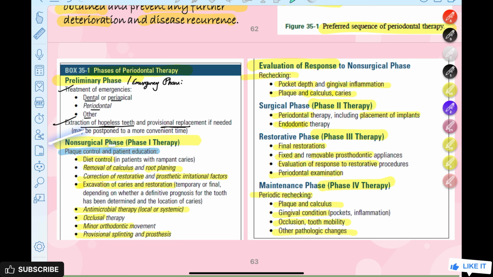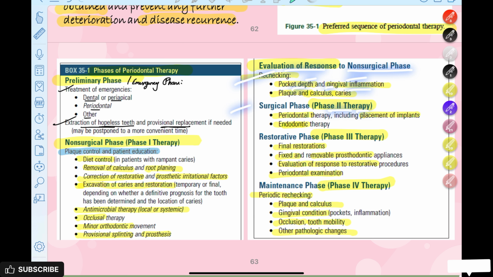Next is the non-surgical phase or phase 1 therapy: plaque control and patient education, diet control, removal of calculus and root planing, correction of restorative prosthetic irritational factors, excavation of caries and restoration, antimicrobial therapy, occlusal therapy, minor orthodontic treatment, provisional splinting and prosthesis, evaluation of response to non-surgical phase, rechecking pocket depth and gingival inflammation, plaque, calculus and caries.